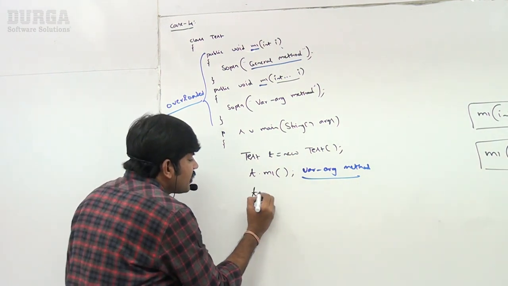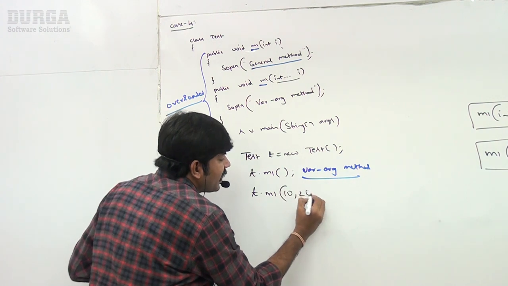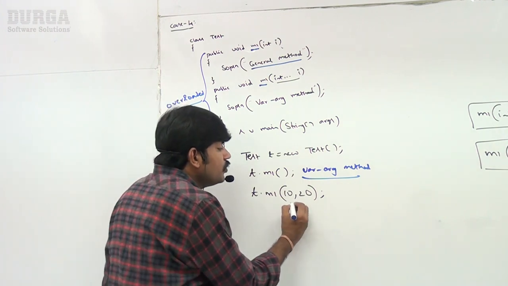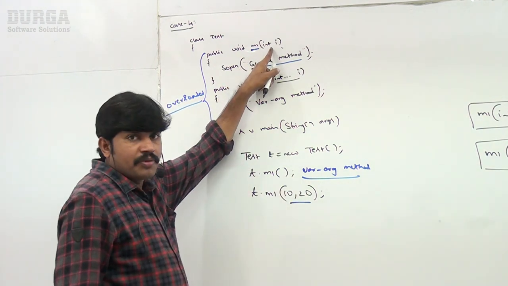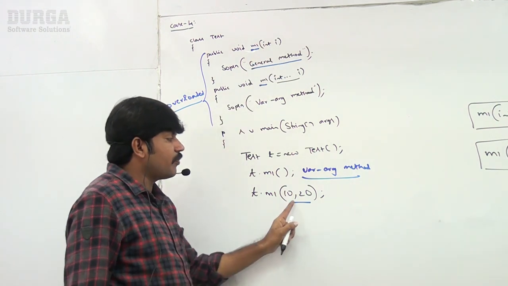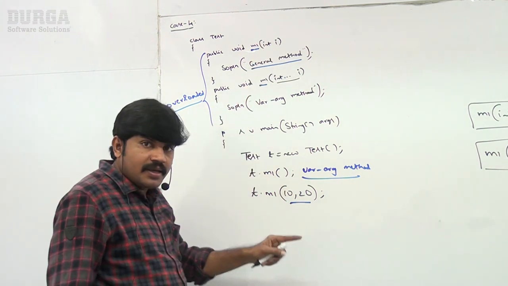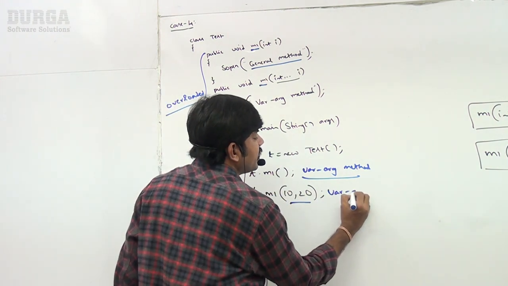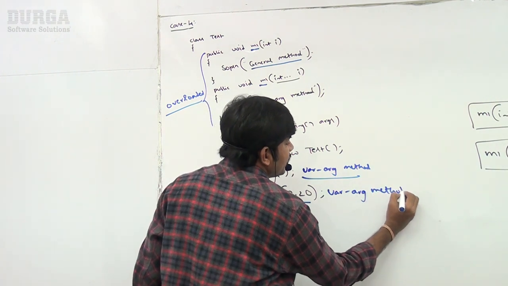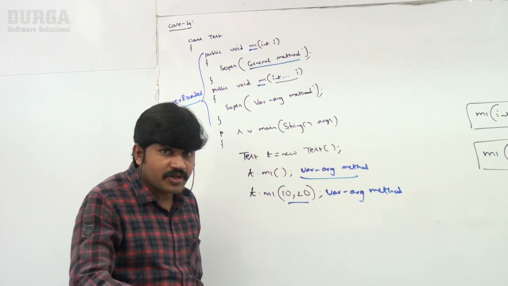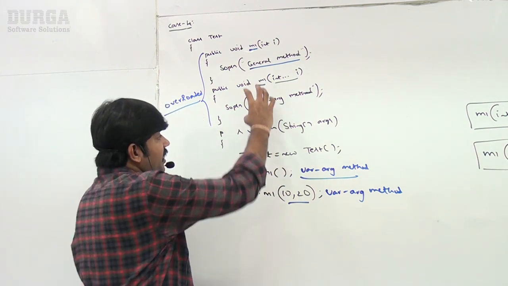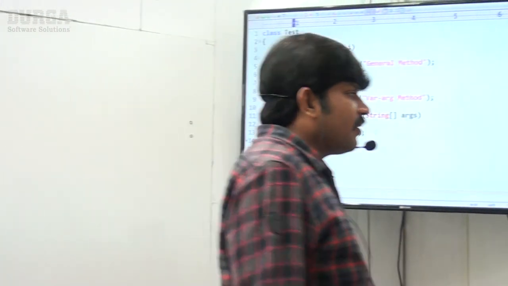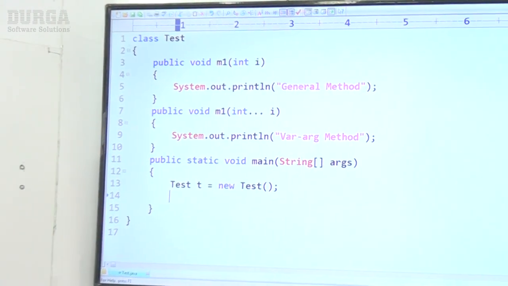Similarly, t.m1(10, 20). Which method? The first method? No, because the first method can take one int value, but you are passing two int values. The second method? Yes, because the second method can take any number of int values. So in this case, only the var-arg method will get the chance. Up to this, any doubt? Because the first one is not matched, the second one matched. That's why the matched method will get the chance. Now observe that carefully, sir.